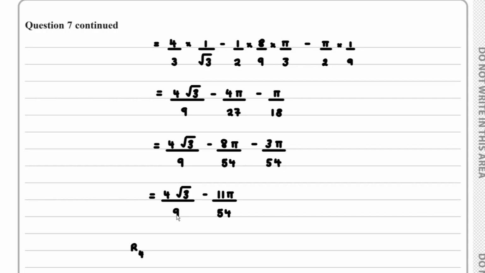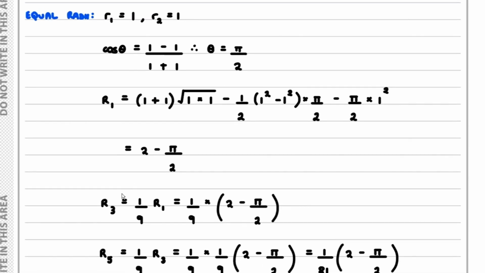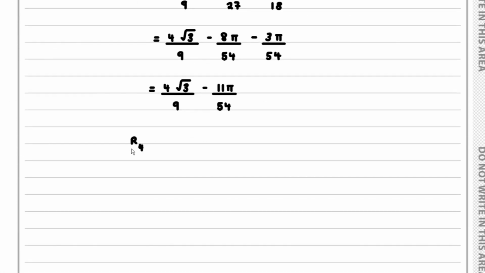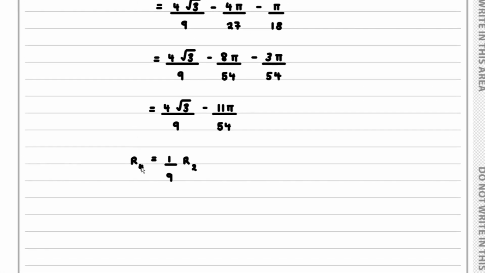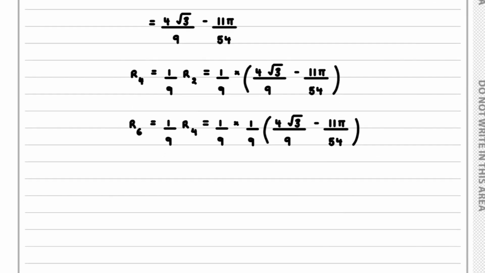So the area R4, using the same idea, where we've got the area scale factor of a ninth, is going to equal a ninth times R2. So I've got a ninth times 4 root 3 over 9 take away 11 pi over 54, and R6 will equal a ninth times R4, so I've got a ninth times the result shown here. And simplifying, I end up with 1 over 81 times 4 root 3 over 9 take away 11 pi over 54. And we could continue.